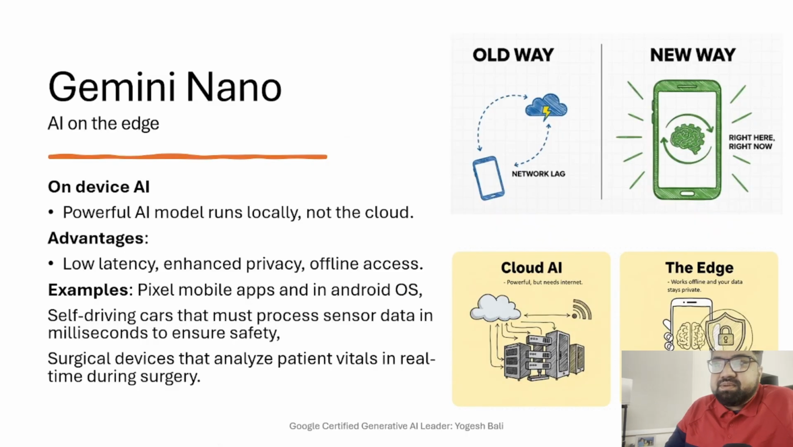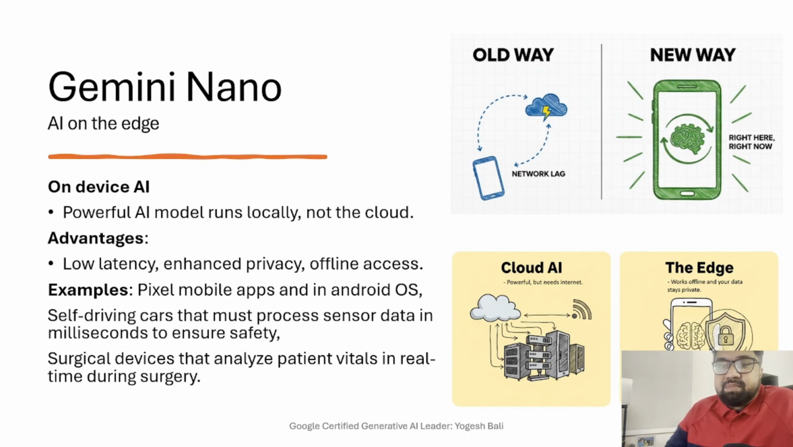Next topic is Gemini Nano, which is AI on the edge. In old systems, we have cloud AI or solutions hosted on the cloud infra. So when I'm using any cloud AI solution, there must be a network lag. But in the new way, AI is not on the cloud. AI is actually on your device itself, running locally. So this gives me the advantage of low latency, enhanced privacy because data remains on the device itself, and also offline access because the AI model is on the device itself.